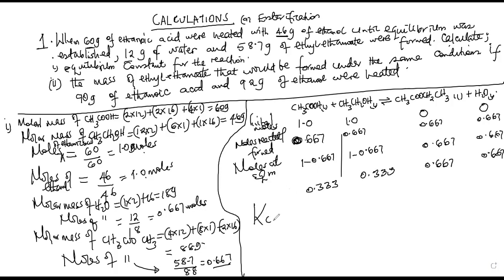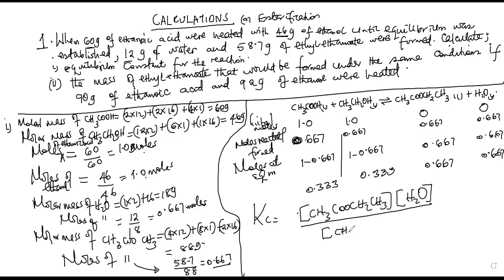But our Kc is given by the concentration of the products, ethyl ethanoate, times the concentration of water, over the concentration of, I'm assuming that the volume maybe is 1 liter because we are not given any specification of the volume. So this is the concentration of ethanoic acid and the concentration of ethanol.